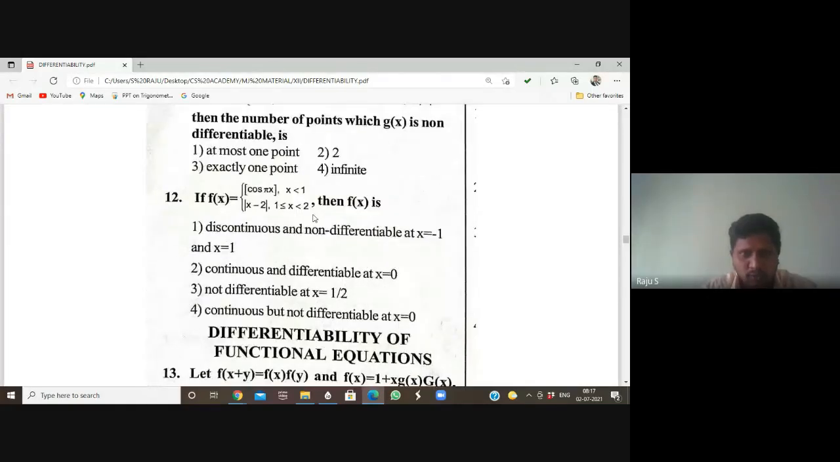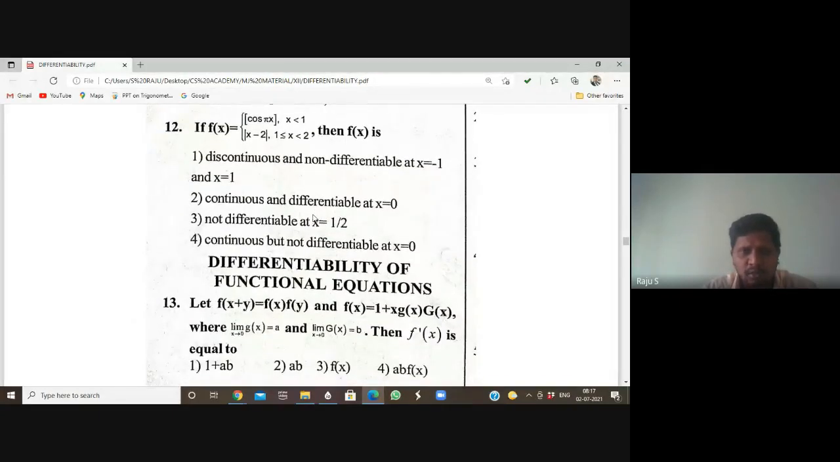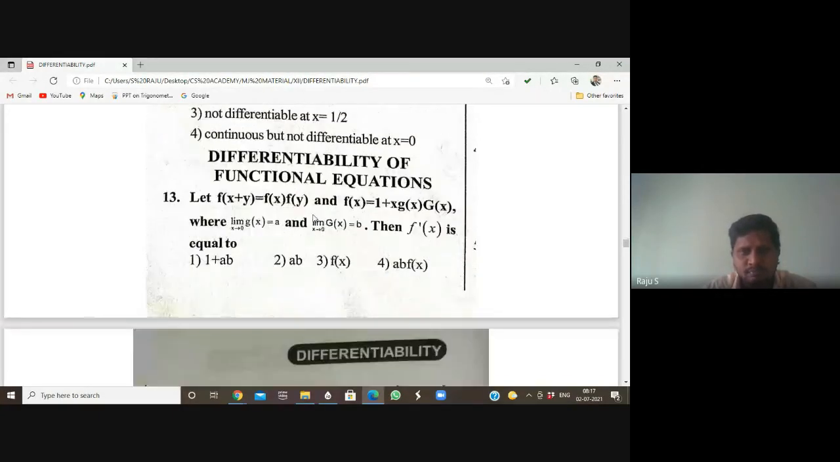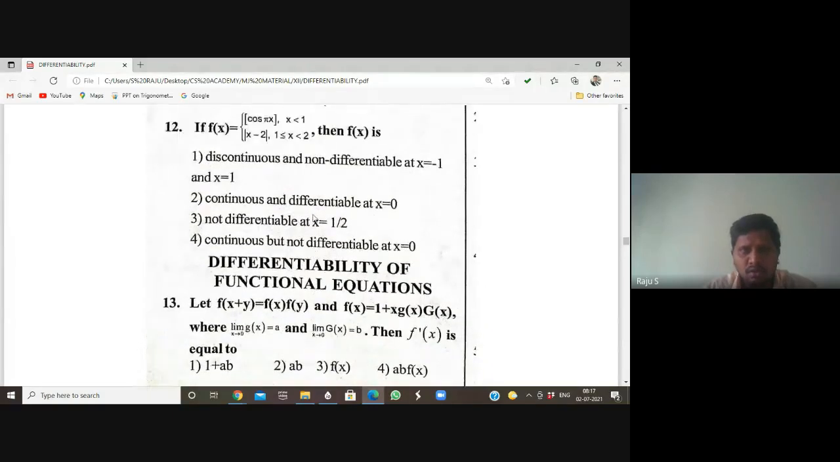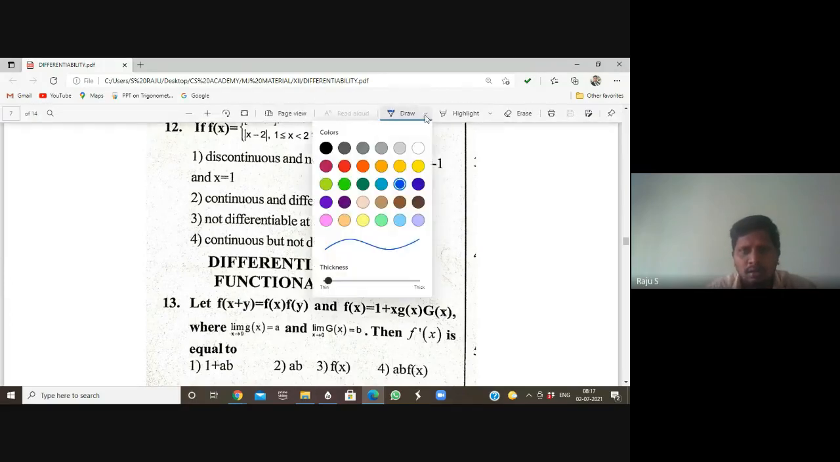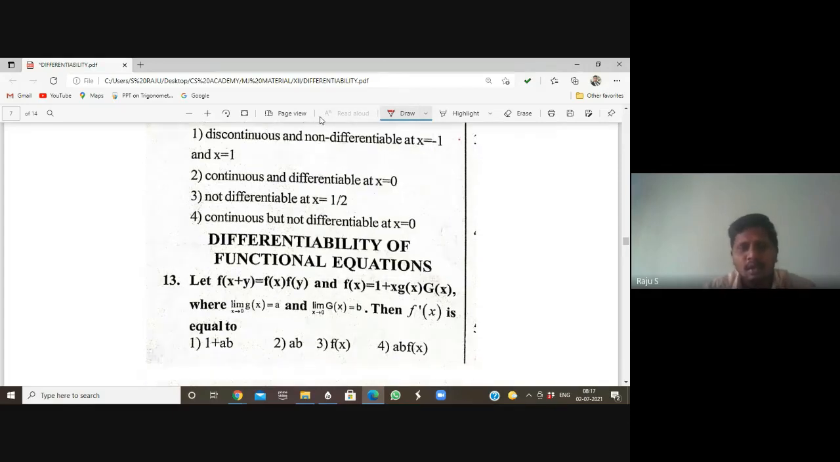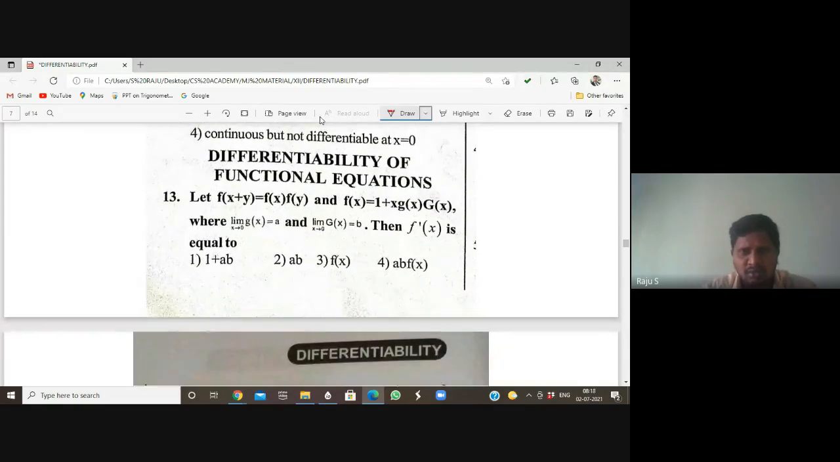Right. So, what are the functions we completed? Till question number 12, I think so we completed. Am I right? So, question number 12, the answer is not differentiable at x is equal to 1 by 2. In the question they gave multiple correct answers. Okay, let it be discussed, that is advanced class. Okay, next question number 13.